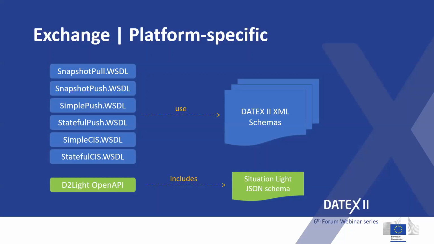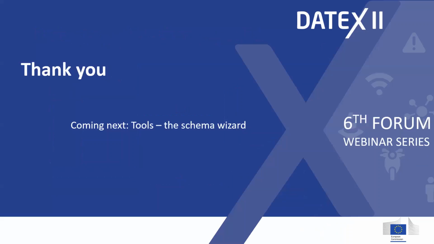And at the bottom, we also have alternative platform-specific items, the D2 Lite OpenAPI. So OpenAPI is a technology for specifying simple HTTP services, and we've published that, and on the content side, it includes the JSON schema material, and in the case of D2 Lite, that's actually the situation light model generated as JSON schema and included in the OpenAPI specification. So I'm going to stop there because I want to leave enough time for Jonas to tell you more about the tooling.